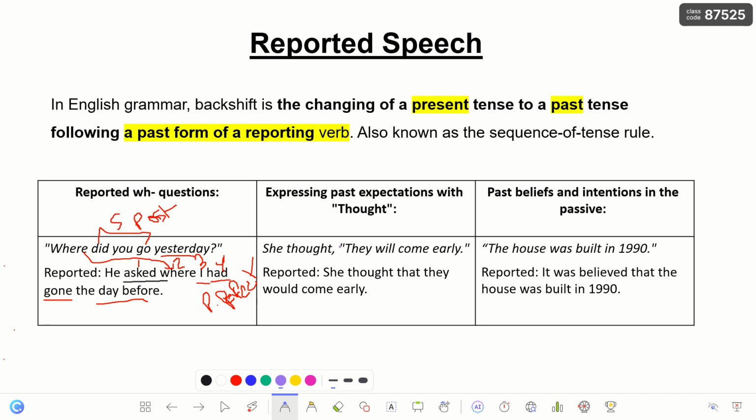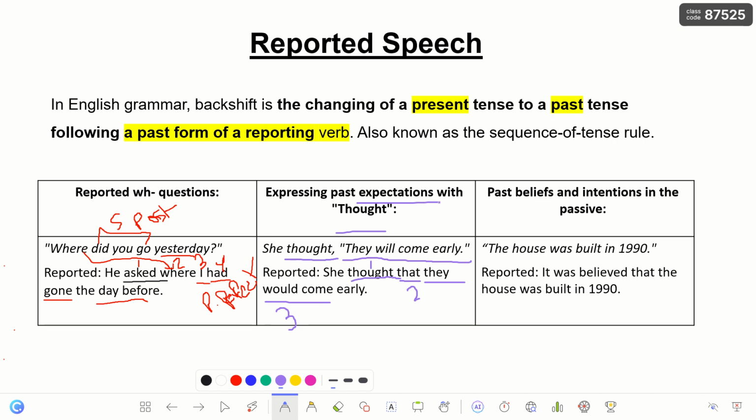So here, this is the actual expectation in the present using thought. This is the reporting verb number 1. This is the clause that. Then what comes after that clause? We changed will to would, backshifting to talk about past expectations with hope.